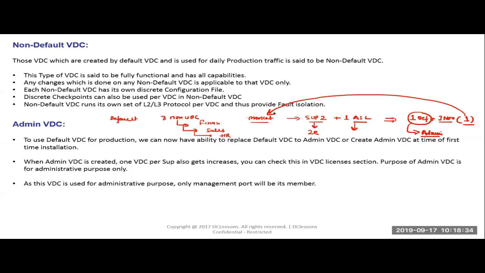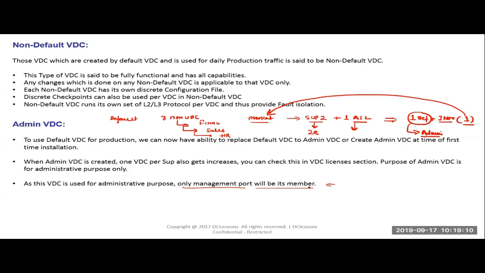The purpose of the administrative VDC, admin VDC, is only for administrative purposes. So if you want your VDC to administrate all other VDCs, then why should you need the Ethernet ports? In the admin VDC, you have only a management port as its member. No other port will be its member. Why? Because there is no logic. I am using the admin VDC for my administrative purpose only. So in that case, only the management port will be a part of that VDC.